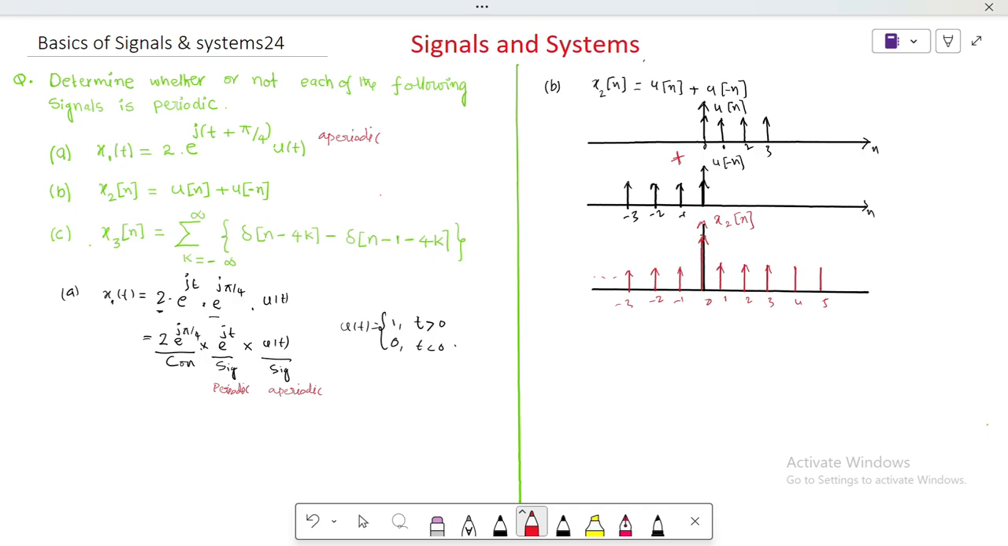Except n equal to 0, it has 1 unit from minus infinity, except 0. So it is only providing 2 units magnitude. Then it is not periodic, it is an aperiodic signal.